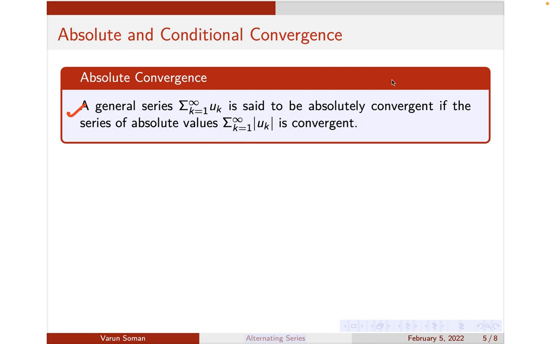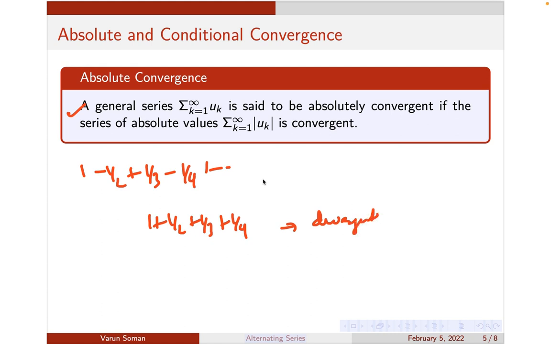For example, if you look at this series, 1 minus 1 by 2 plus 1 by 3 minus 1 by 4 plus etc. If you take the absolute terms, it will be 1 plus 1 by 2 plus 1 by 3 plus 1 by 4. Now this series we know it is divergent. So we will say that this given series is not absolutely convergent.